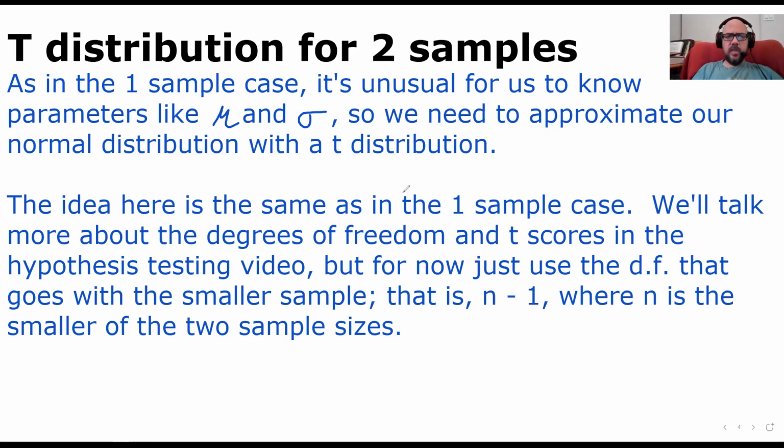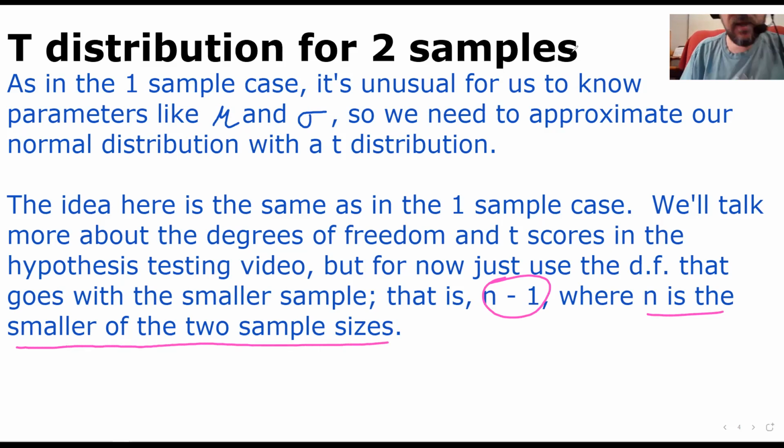For now, the only thing we really need to know is the degrees of freedom, because we need to be able to tell our calculator what the degrees of freedom are so that we can use inverse t, right? So it's going to be n-1, where n is the smaller of the two sample sizes. Now, that turns out to be a very conservative estimate of the degrees of freedom. I don't want to go into too much detail. There's a formula in your book that is more accurate than this for the degrees of freedom.